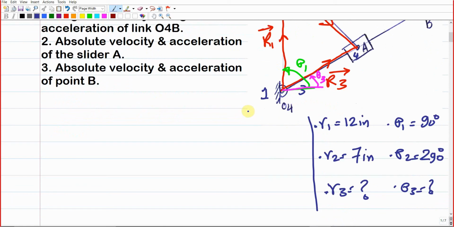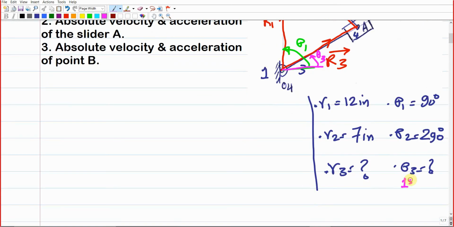Okay. So for R3 and theta 3, these are the two unknowns that we should have. This indicates that we're already working with case one, which is the simplest case. But you should understand in the meanwhile that this angle should be located in the first quadrant according to the given configuration of this mechanism.